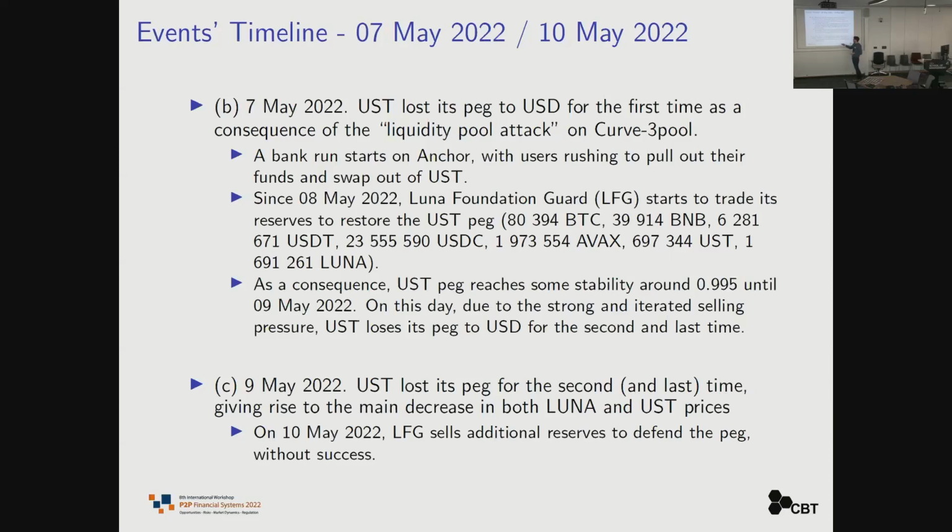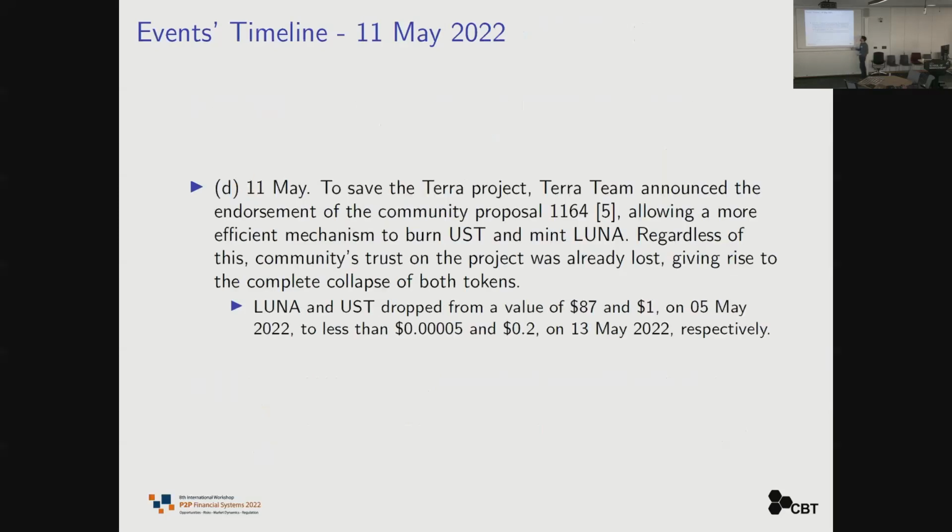Finally, on the 9th of May, they suffered another attack. They sold the rest, but it was practically impossible. And on the 11th, even though they didn't have more reserves, they tried to change the code a little bit, but it implied nothing. And as you can see, we have a Luna drop from a value of $80,000 on the 5th of May to, well, nothing 1 week later. And we only needed 1 week in order to destroy one of the largest DeFi systems in the crypto market.